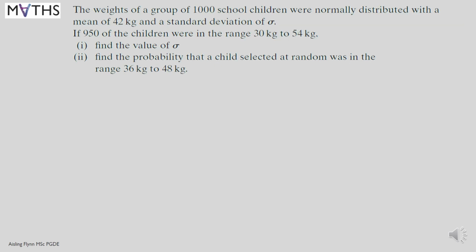Now another example. The weights of a group of 1,000 school children were normally distributed with a mean of 42 kilograms and a standard deviation of sigma. So they don't give us the standard deviation here. If 950 of the children were in the range 30 to 54, find the value of sigma. Okay, so our mean is 42. We don't know sigma. We have a range 30 to 54.